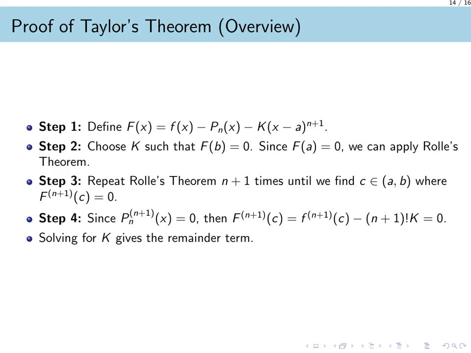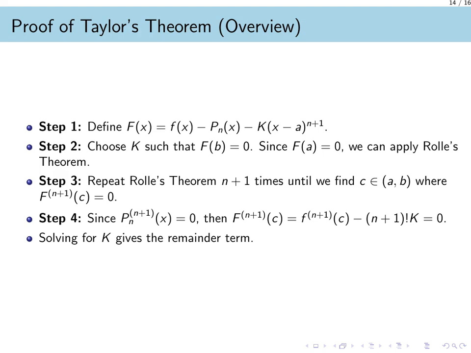Next, we choose the constant k with a specific goal. We select k so that our error function F is also 0 at x equals b. Since F of a is already 0 by construction, we now have F of a equals F of b equals 0. This is exactly the condition we need to apply Rolle's theorem to the function F.